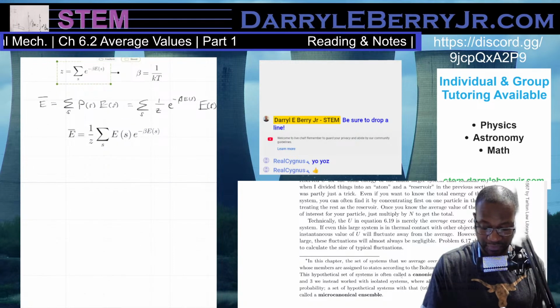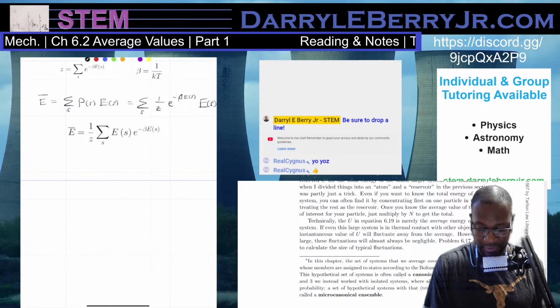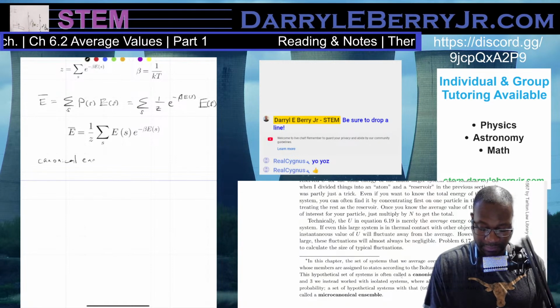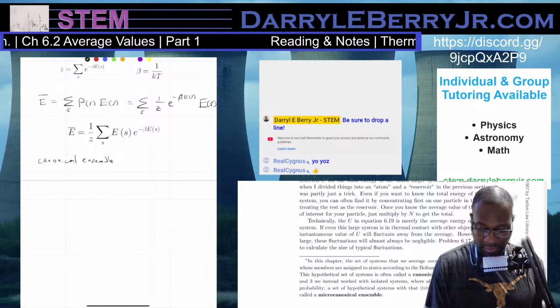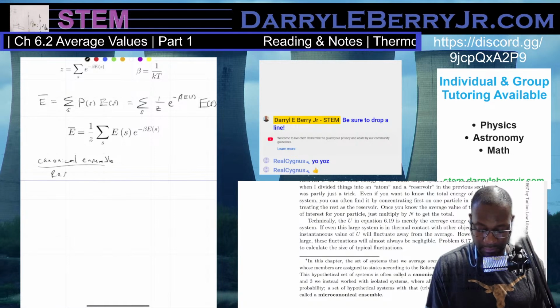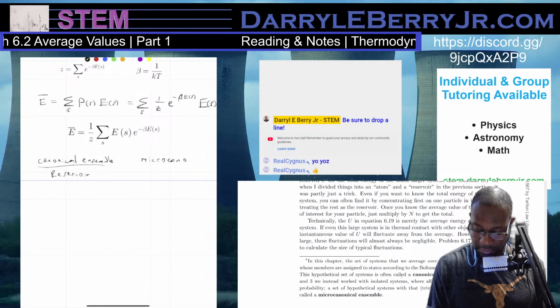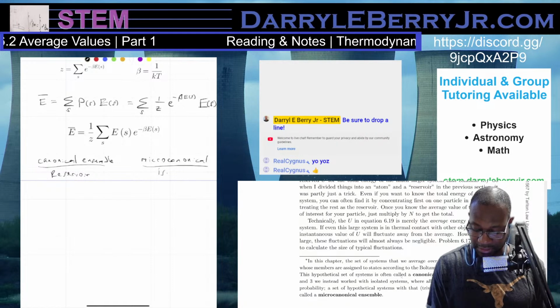So I remember these terms from my modern physics class. So basically, a canonical ensemble has a reservoir, and microcanonical is isolated.